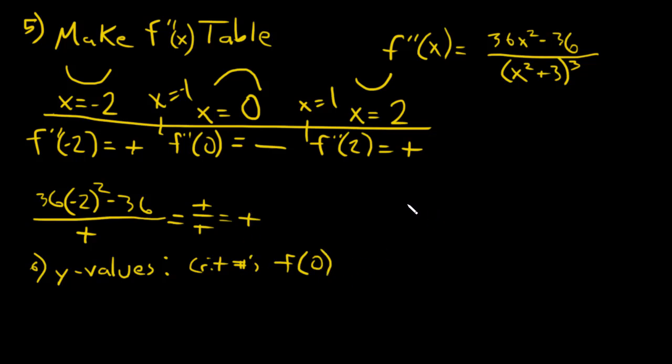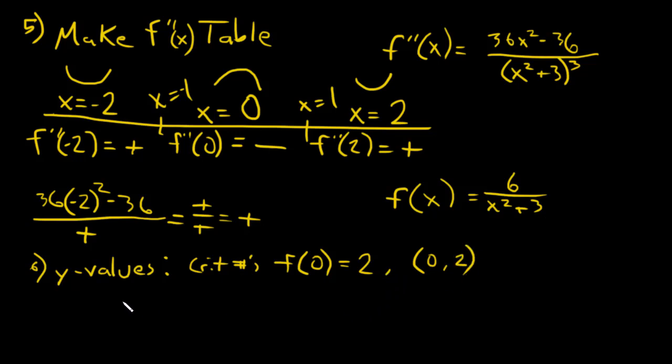Well, I have to go back to my original function. My original function was f of x is equal to, I actually have to pull that back on the paper. I was going way past that. 6 over x squared plus 3. So f of 0 is going to be 6 over 3, which is 2, which gives us the point at 0, 2. Okay? Now, for the inflection points, no, that one doesn't exist. I'll just erase that. That never happened.